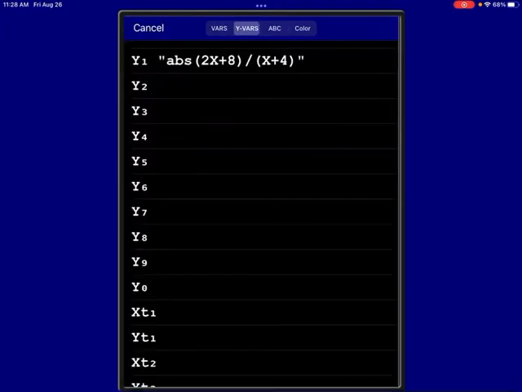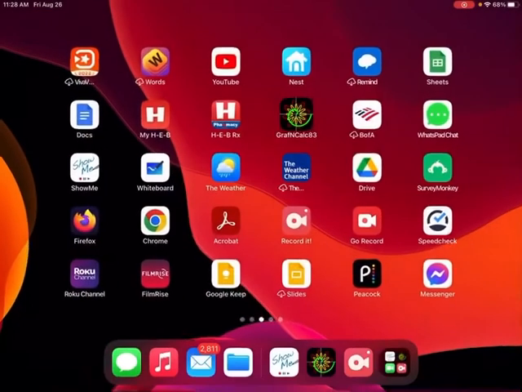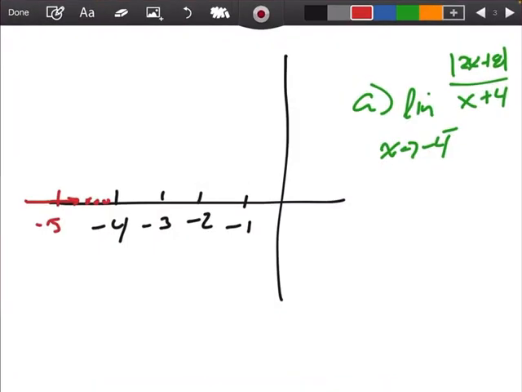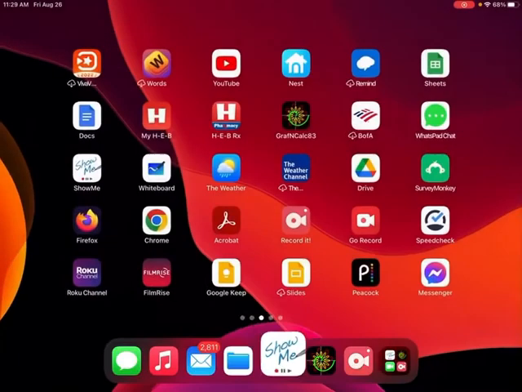Okay, so let's quit that, and just like we did before, we're going to go to my y bars right here. I'm going to evaluate this one, and since we're coming in from -4, coming from the left-hand side, I want you to think about the numbers that I'm going to be using. Numbers like -4.1, -4.01, -4.001, right? Those are the kind of numbers that I'm going to be using.